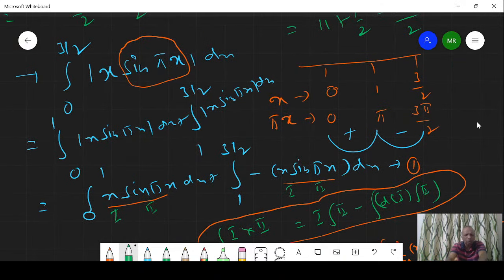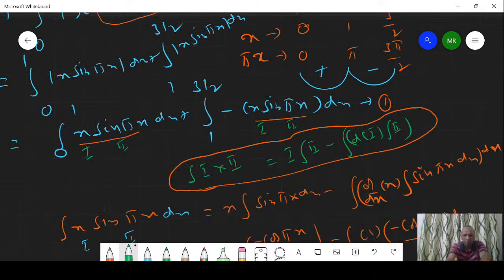So the integral from 0 to 3/2 of |x| sin(πx) dx. According to the x values, we split the range 0 to 1 and 1 to 3/2. Then for πx, verify the values 0, π, and 3π/2. According to the sign of the sine value, between 0 and π it gives positive and between π and 3π/2 negative, so you split the function as positive here and negative here. Then use integration by parts.